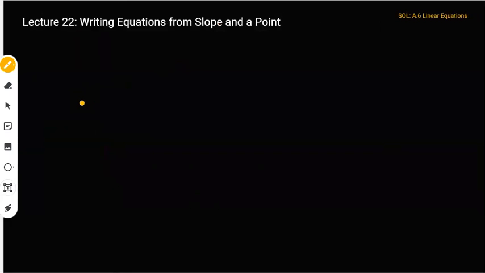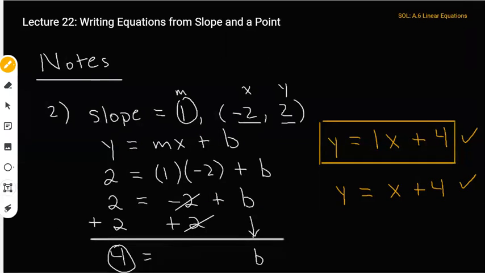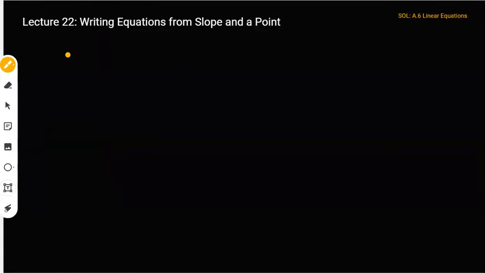Let's take a look at number 2 in the notes. Okay, I just did number 2, so we're going to do number 4. 4 says my slope is going to be 3. And my ordered pair is going to be -2, -4.